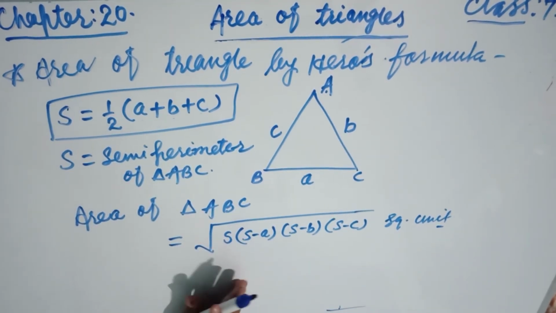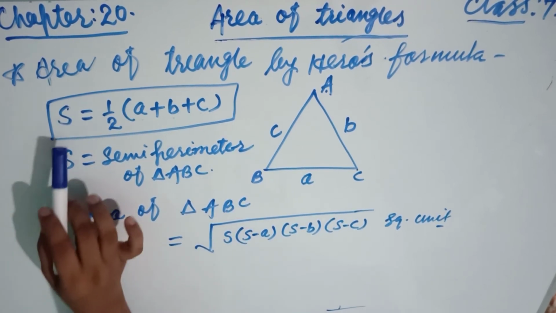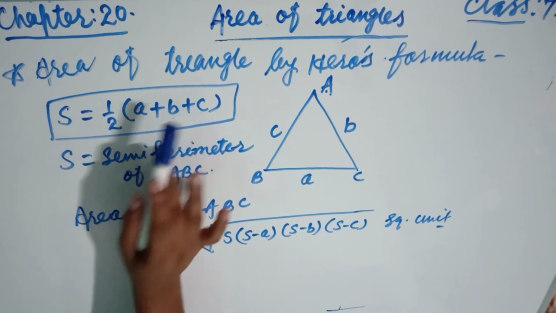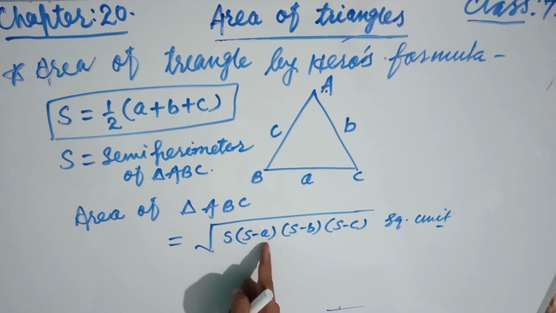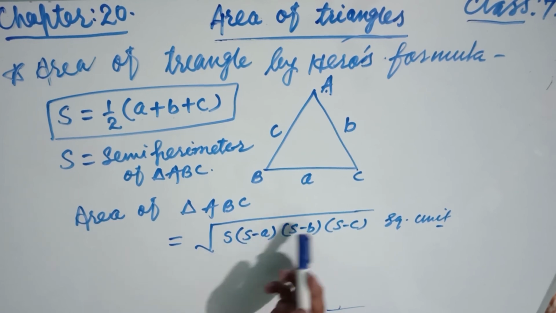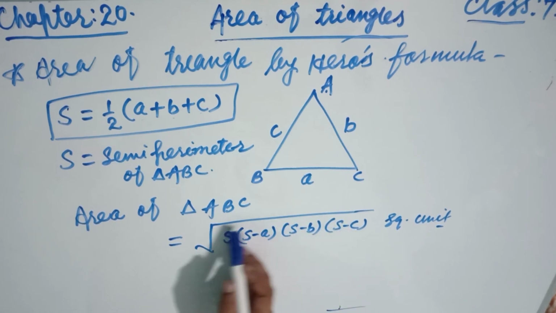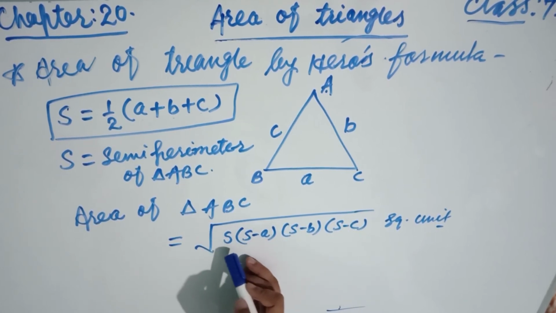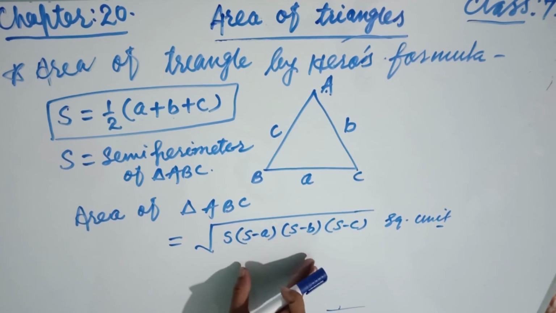So here, friends, by Heron's formula we need two things. First, to find the perimeter of the triangle, that is S. So S is the semi perimeter of the triangle. So we will put the value of the semi perimeter of the triangle instead of this S, and we know the values of the sides. This is side a, side b, and side c. Okay, so the square root of s into s minus a into s minus b into s minus c gives us the area of the triangle.